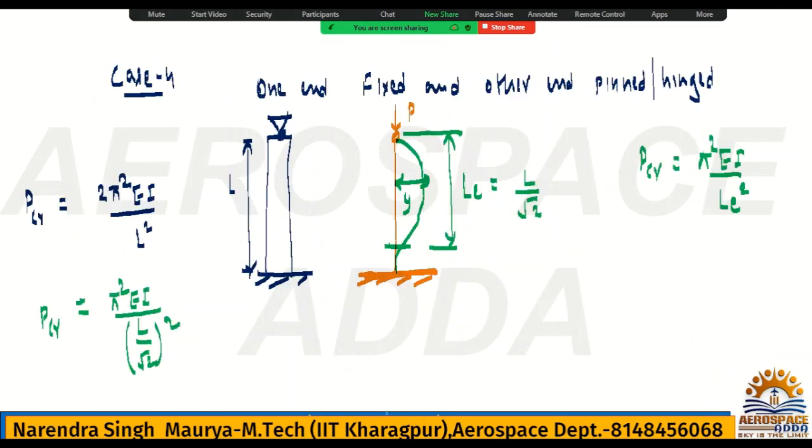Now this is case 4. This is fixed, this is hinge.